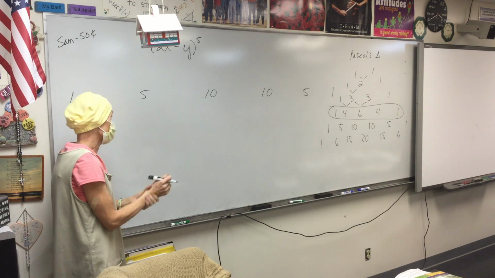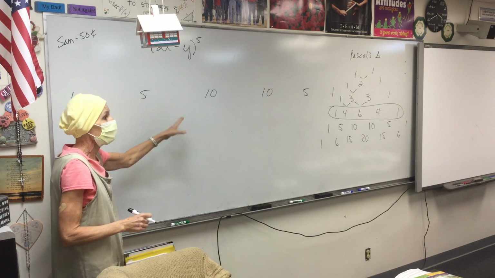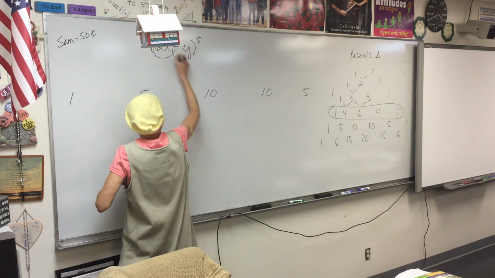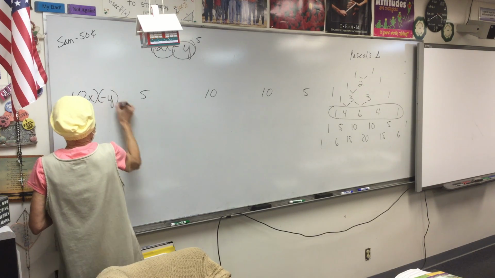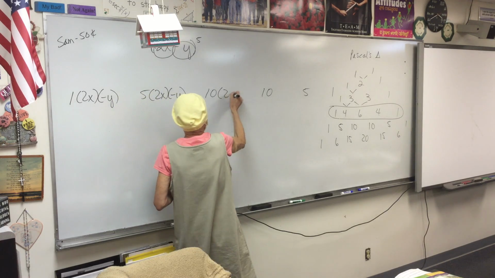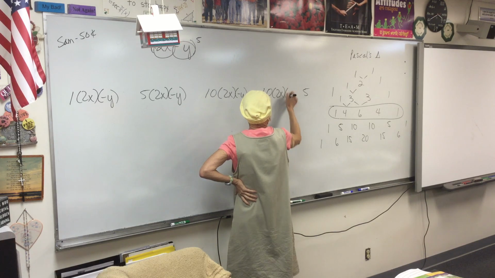Now, what does every term have besides a number? Every term's going to have a coefficient. You got that. What else is it going to have? It's going to have a 2x and a negative y. So I'm going to write 2x and negative y next to every single one of these numbers.